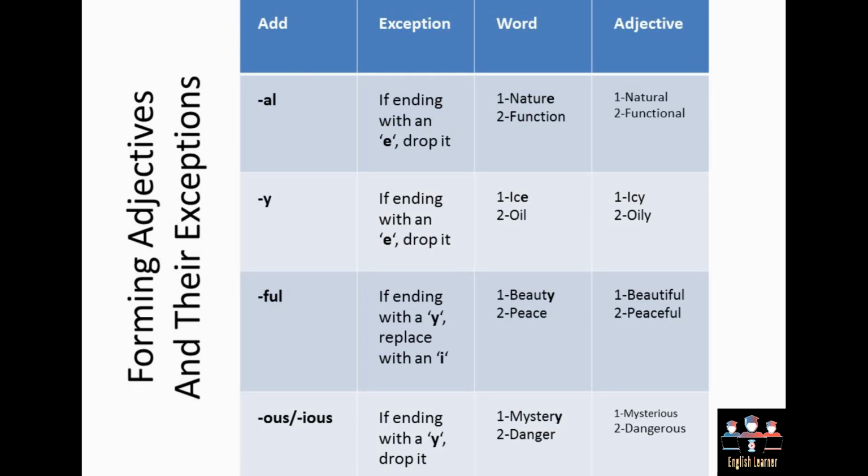Next exception rule is for ous and ious. If ending with the y, then you are going to drop it. It means that noun is ending with a y, then we just have to drop the y and then we will just place ious or ous up to your choice. For example, from mystery we are going to make mysterious. From danger we are going to make it dangerous.